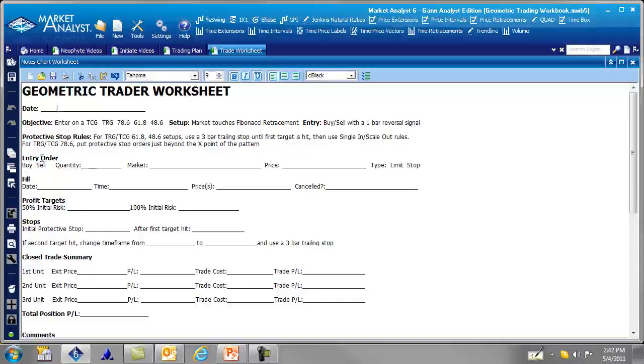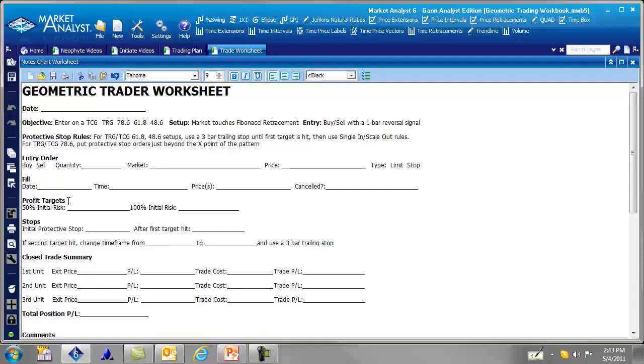Next, entry order. We circle whether it's a buy or sell, how many, what market, if it's futures, put the month in there, and the price, whether it's a limit order or stop order. If you get filled, put the date, the time, the price. And maybe it went sideways forever and you feel that it's invalid, Gartley pattern's invalid, you can cancel the order, put the number there if you cancel it.